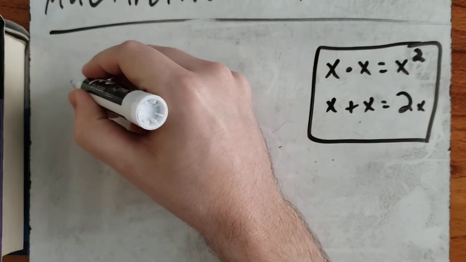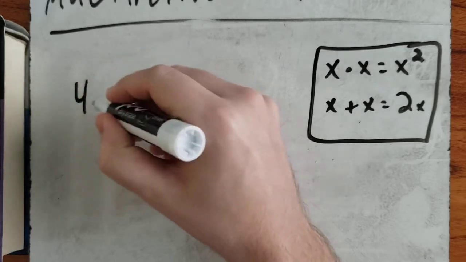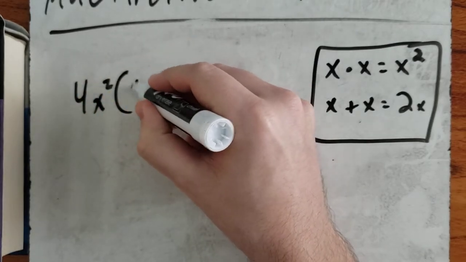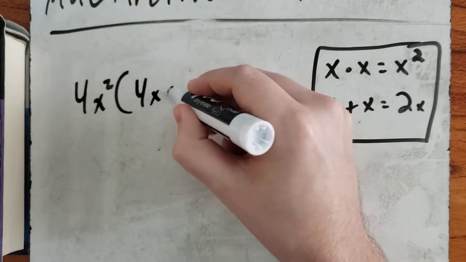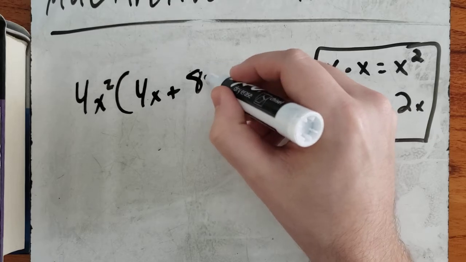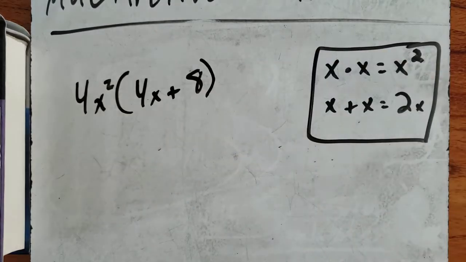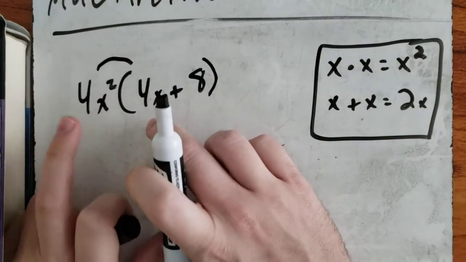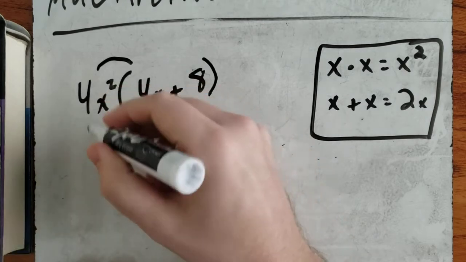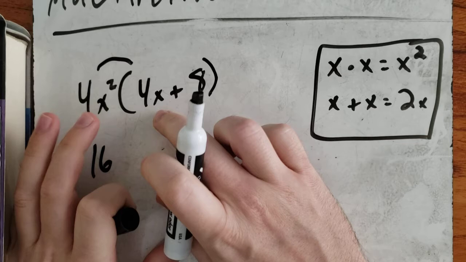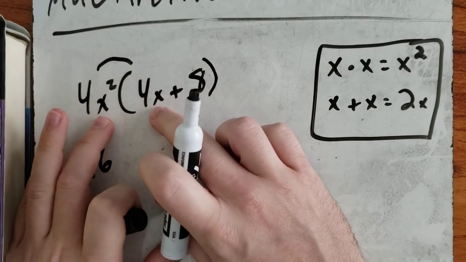Let's do 4x squared times 4x plus, let's do 8. Okay. So now, same thing, right? Start simple. 4 times 4. 4 times 4, we know, 16, okay? Now, look at your letters. We have x squared and x. So x squared times x.